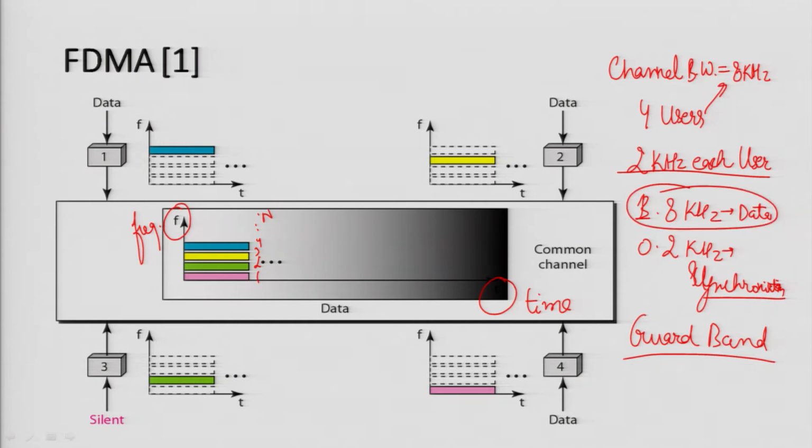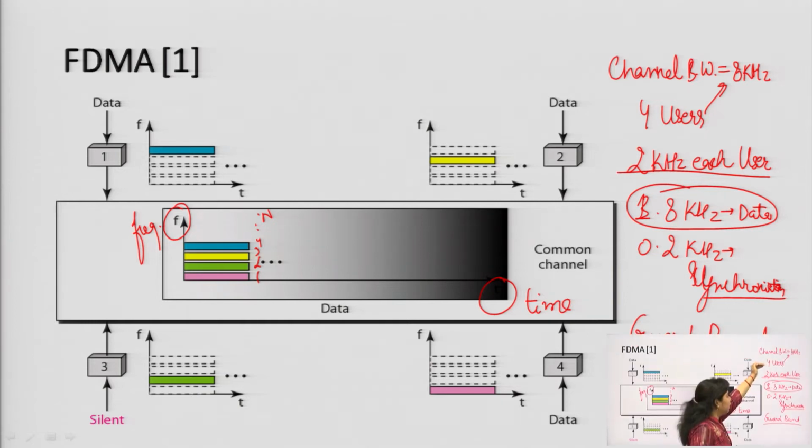So, this is how this 8 kilohertz of bandwidth is equally divided among 4 users. This is the division of frequency, this is for the first user, this is the second user, this is the third user and the fourth user. So, in this example also we have taken 4 different stations, or we can say 4 different users, who are going to accommodate a single common channel. Now, you can see that for the first user, the frequency band is denoted by this blue color. Second user is using this yellow color frequency band, third user is using this color of frequency band, and fourth user is using this color of frequency band.